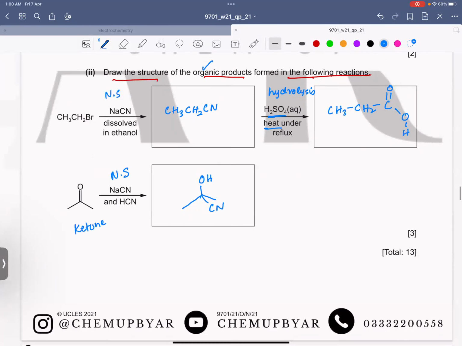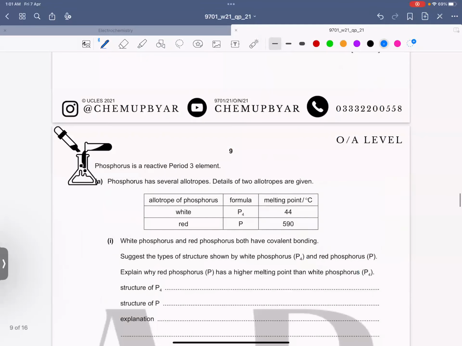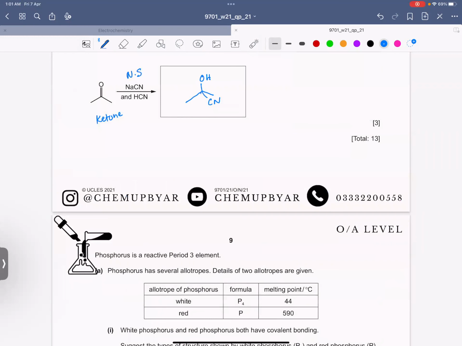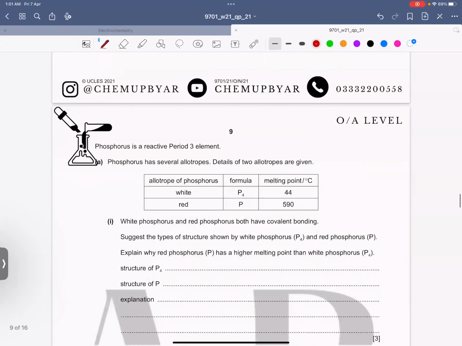Nucleophilic substitution, and this reaction is nucleophilic substitution. Okay. Now, here question number 2 is ended. Now we are heading for question number 3.